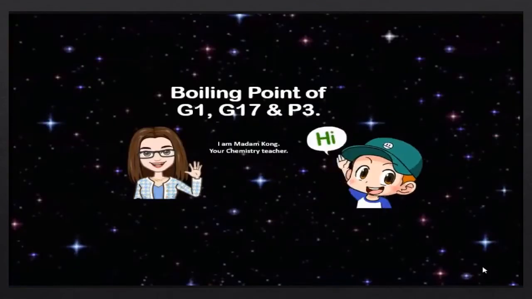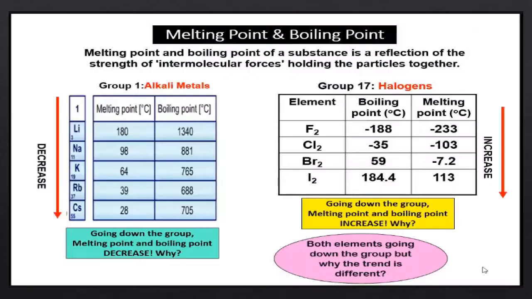Okay, next we are going to discuss the boiling point of group 1, group 17, and period 3. Check here. What is melting point and boiling point? The melting point and boiling point of a substance is a reflection of the strength of the intermolecular forces holding the particles together. Because if the strength is strong, the boiling point and melting point are high, or vice versa. Look at this diagram. Group 1, alkali metals. Group 17, halogens.